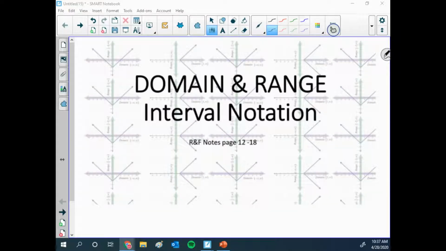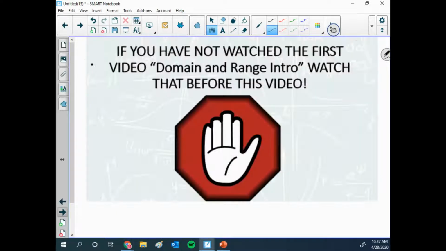What's up, 10C? Got a video here today on looking at domain and range and talking about interval notation. Again, if you're trying to follow along in the NOPAC, this information is on pages 12 to 18, but it's a little bit different than is in that NOPAC.